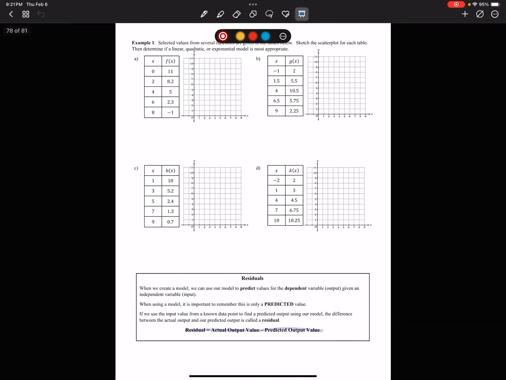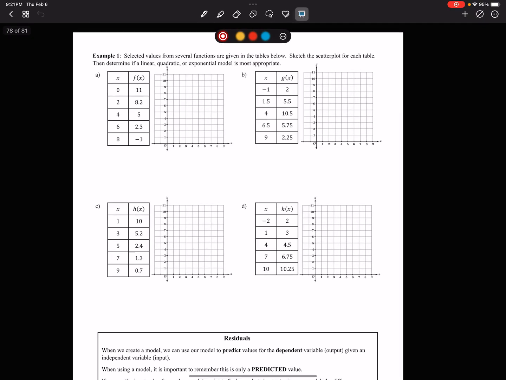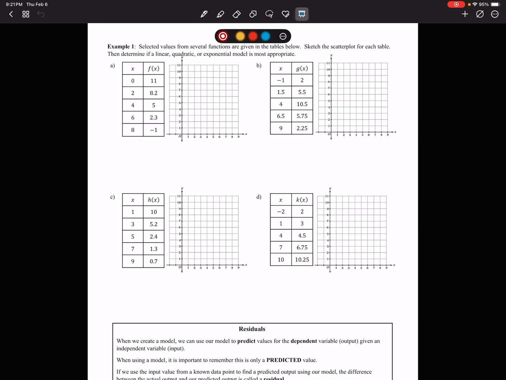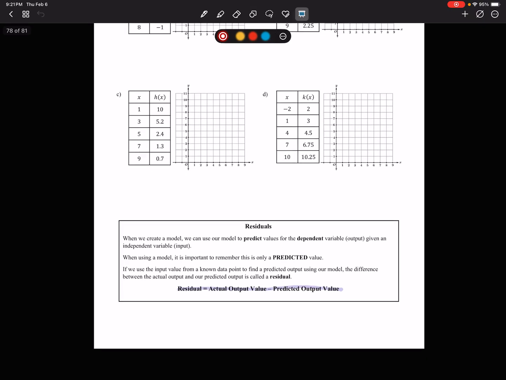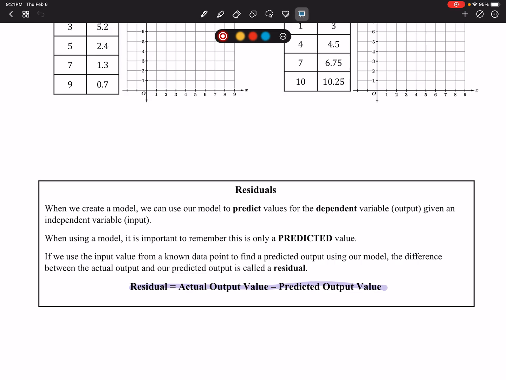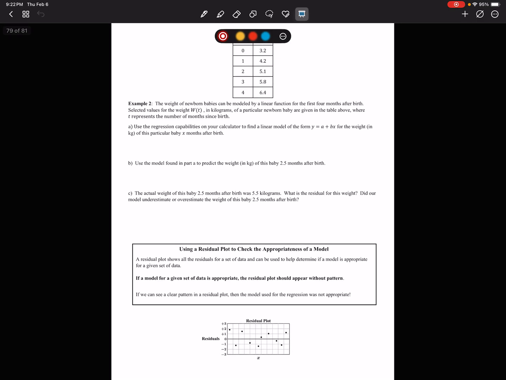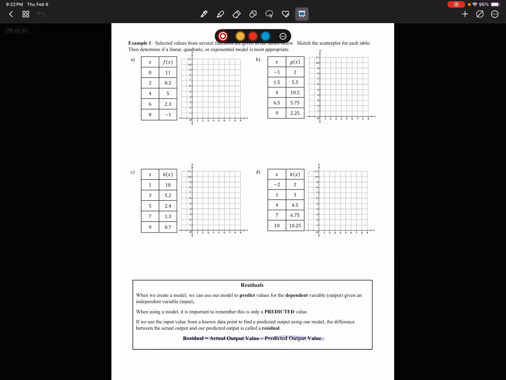So in the next video, we're going to be looking at some data, sketching the scatter plot, and then determining from the scatter plot what type of model is the best fit. And then after that, we will talk about residuals and how we can determine from a residual plot whether or not our model is appropriate. So I'll see you in the next video.